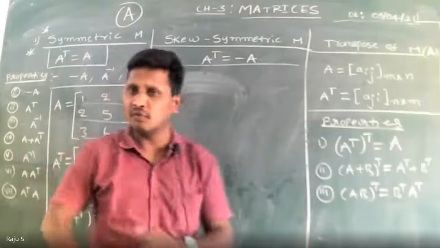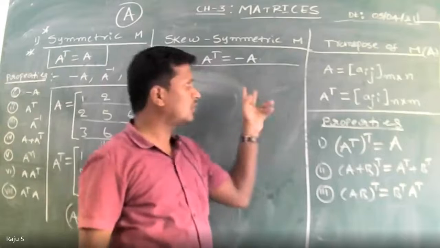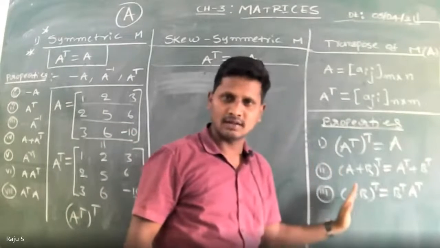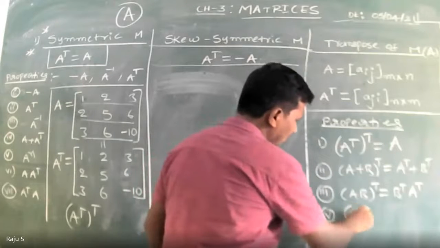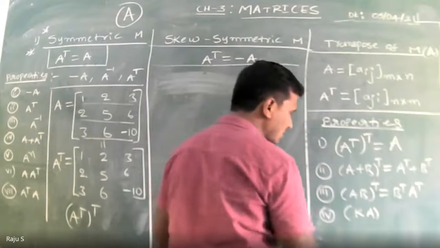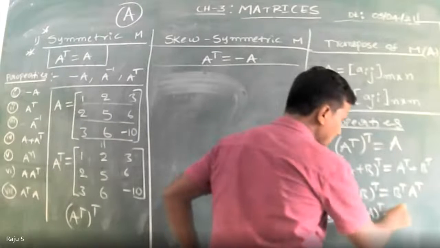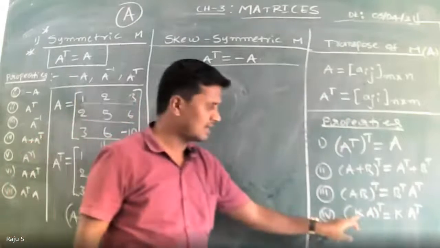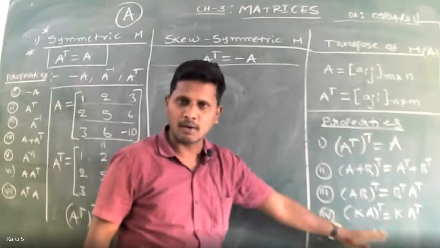Okay, so before discussing the properties of symmetry and skew symmetry, first we should know about the transpose of a matrix. We can also write the fourth property. When K is a constant, (KA) power T can be written as K into A power T. K is a constant, so we can take it completely outside. So this is the fourth property, right?